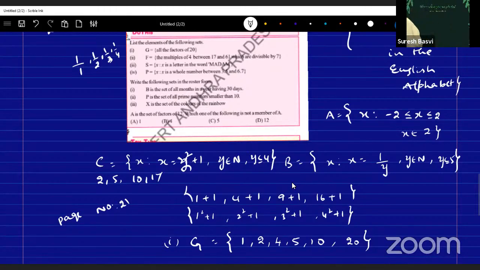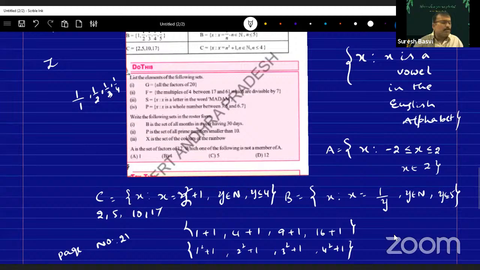So come on, write it. Okay, Hariganga Sai. Okay, Bhoga Venkateswarlu. Is there any need? Right. So all the factors of 20. Okay, I write the answer also.